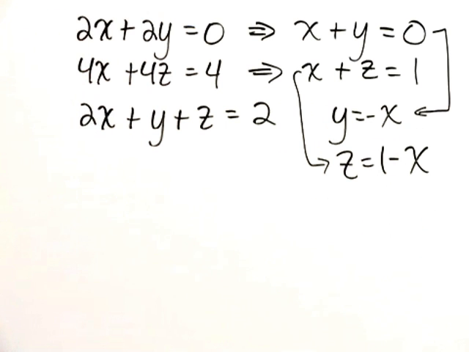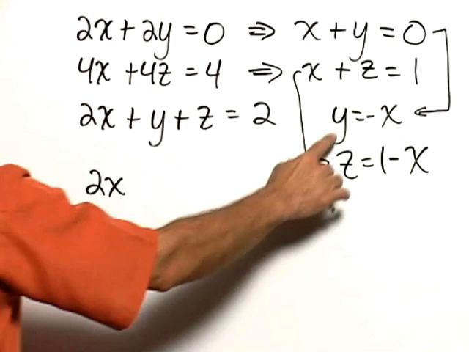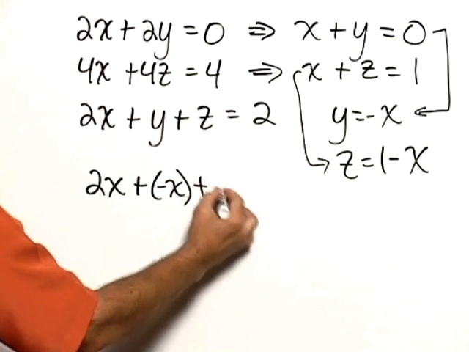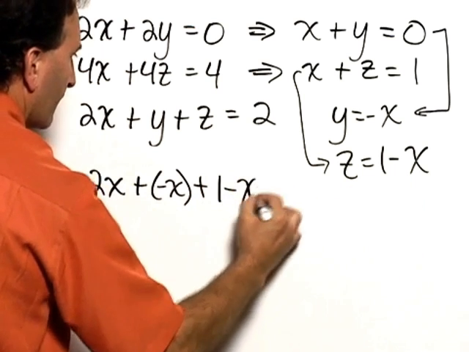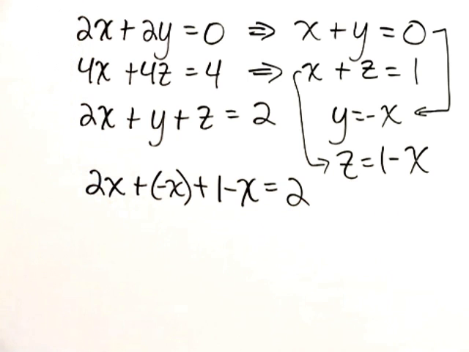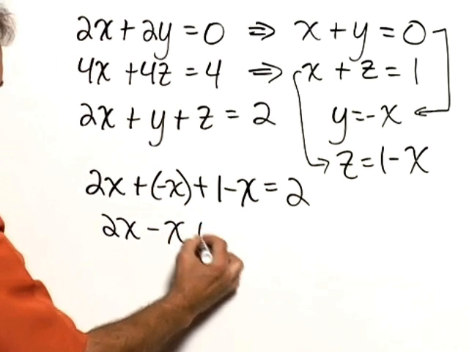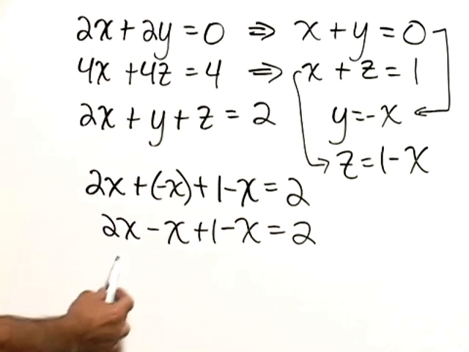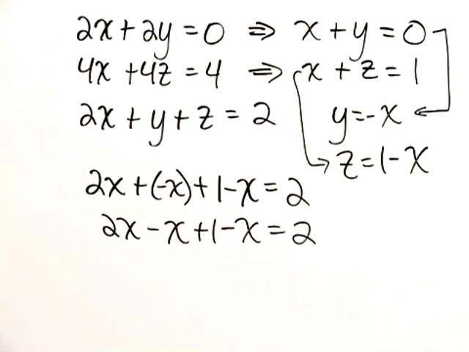And now I make the substitutions. I have 2x plus y. Well, y is negative x. Plus z. Z is 1 minus x. And that's equal to 2. Well, now I have 2x minus x plus 1 minus x equals 2. 2x minus x is 1x. Minus another x is no x.